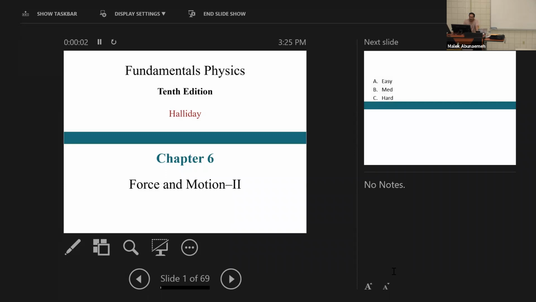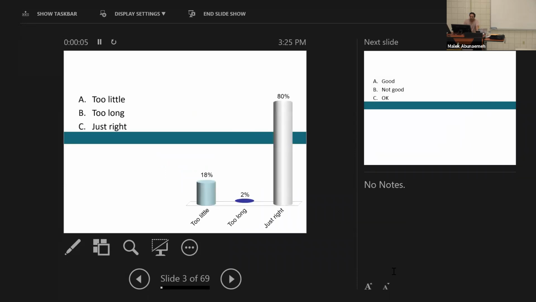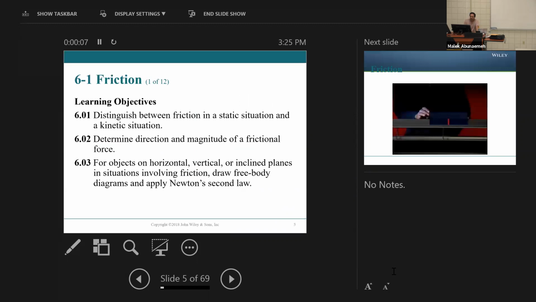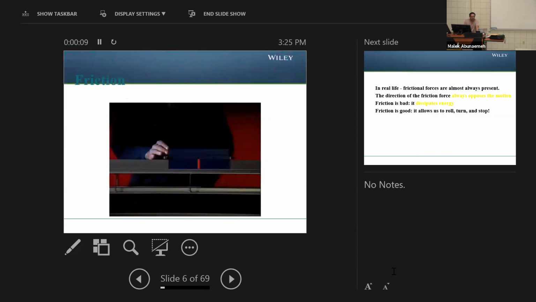So chapter 6, force and motion, is from the last class. We touched a little bit on friction and frictional forces. So let's go ahead and look at these little videos that we have about the friction forces.